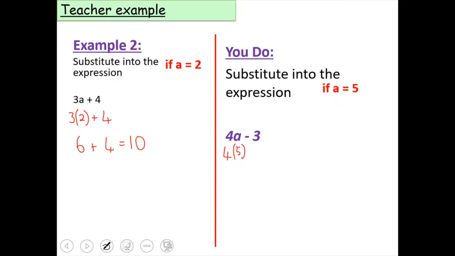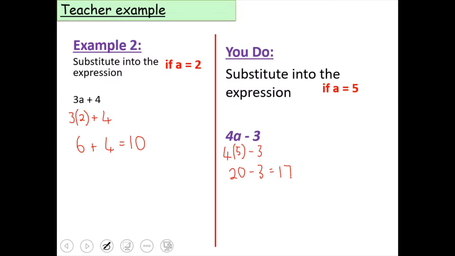Brackets 5 and minus 3. Now all I've done is just write that again, but replace the a with the number 5. So we'll continue with this again, working downwards. 4 times 5, which is 20, and don't forget to take away 3, and the answer should be 17.